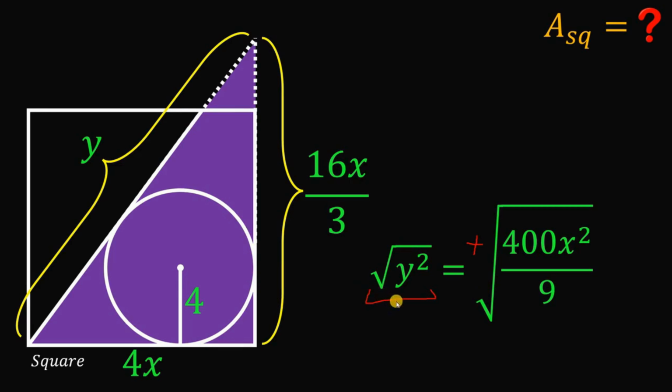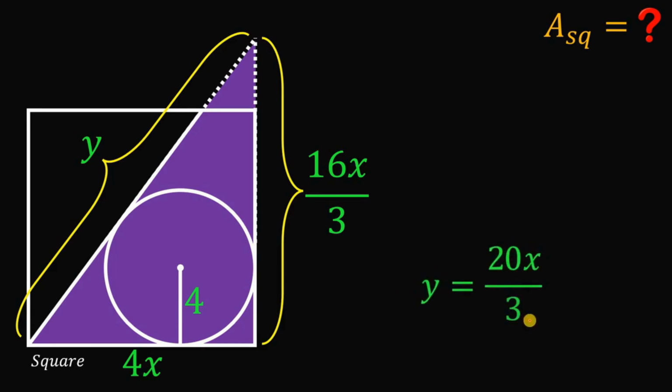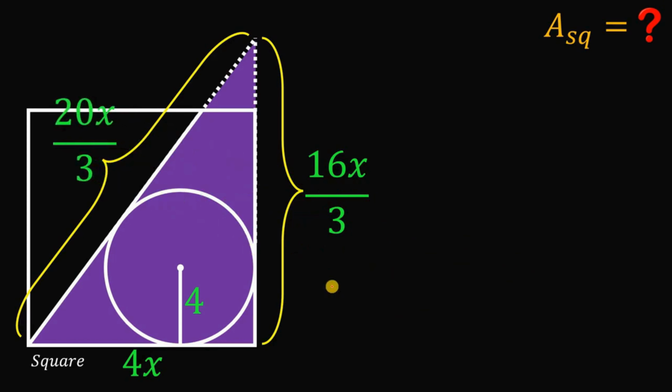Now, on the left hand side, this is just y. And on the right hand side, 400 is 20 squared. 9 is just 3 squared. So if we get the square root of 20 squared x squared over 3 squared, this simplifies to 20x over 3. And that is the value of y in terms of x. So we can substitute this y with 20x over 3.